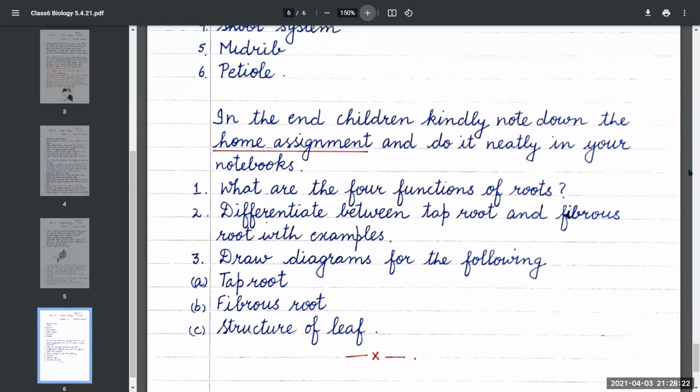In the end, children, kindly note down the home assignment and do it neatly in your notebooks. Question number one, what are the four functions of roots? Number two, differentiate between taproot and fibrous root with examples. And question number three, draw diagrams for the following. That is taproot, fibrous root, and structure of leaf.